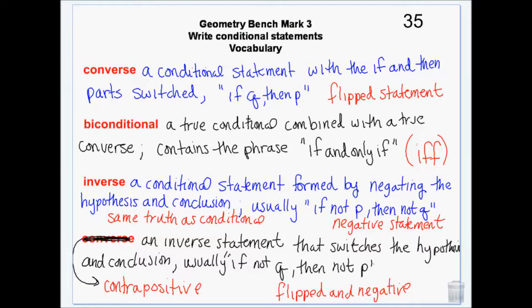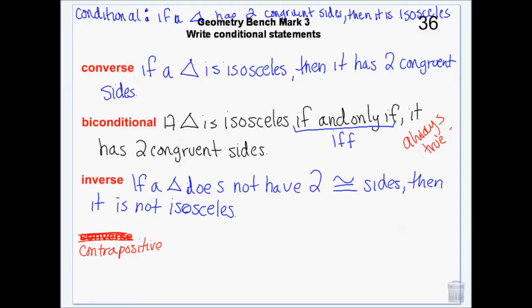And last, we have the contrapositive. The contrapositive is when you take the inverse, so you've got them both negative, and then you flip them. So we had flipped, negated, both. If you flip it and negate it, it's a contrapositive. So for our example, if our inverse was, if a triangle does not have two congruent sides, then it is not isosceles, we've got, if a triangle is not isosceles, then it does not have two congruent sides.